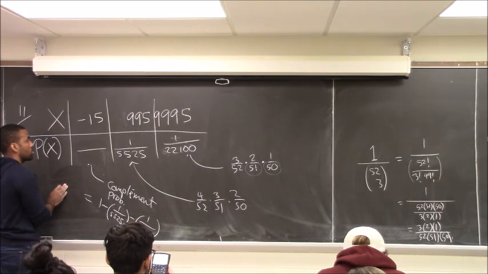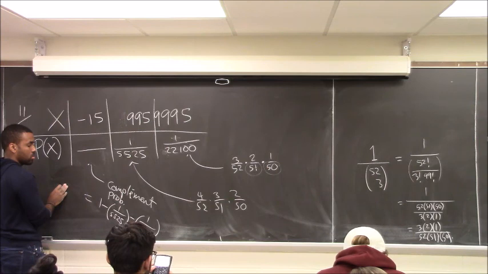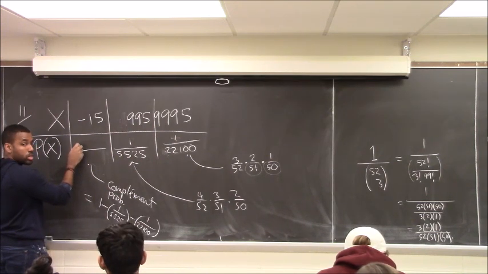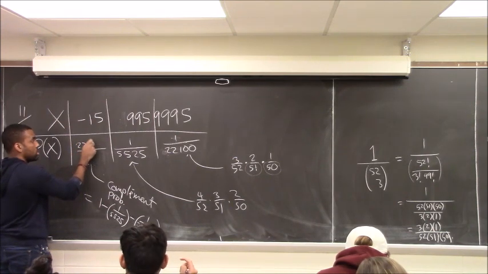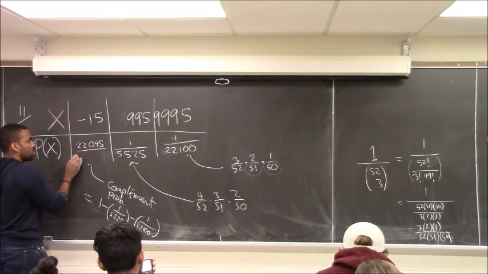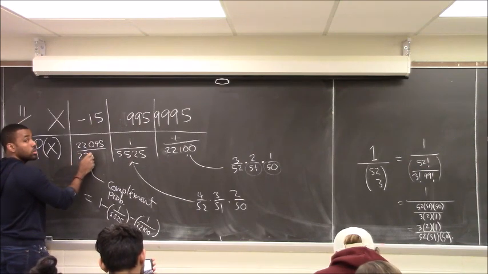Is it 22,095 over 22,100? Come again? Not simplified. Good, let me simplify. It should be very close to 1. So what did you say? What did you get? 22,095 over 22,100.